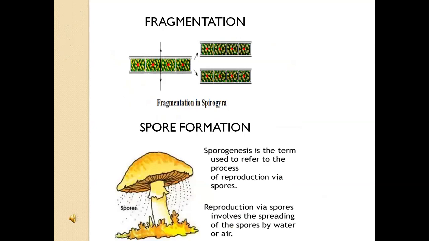When it's mature, the filament divides into two pieces. Each fragment or piece of a filament will grow into a new filament or individual. Likewise, Spirogyra produces so many young ones, and this process is known as fragmentation. Each filament is cut into pieces.